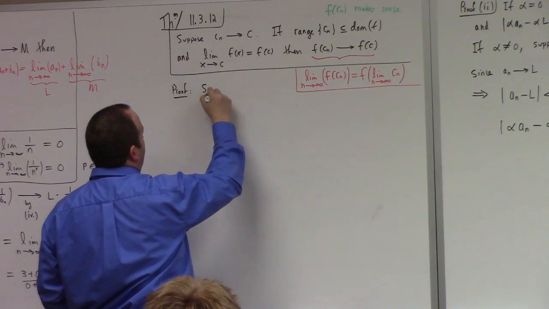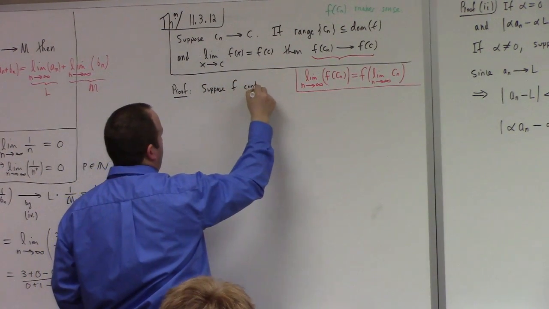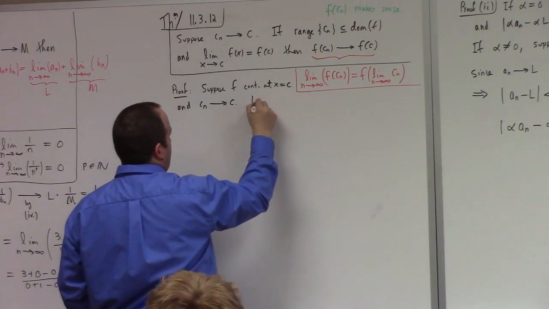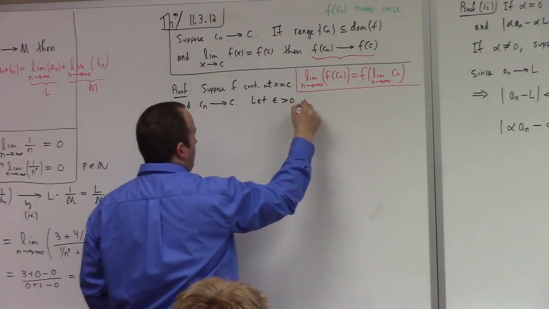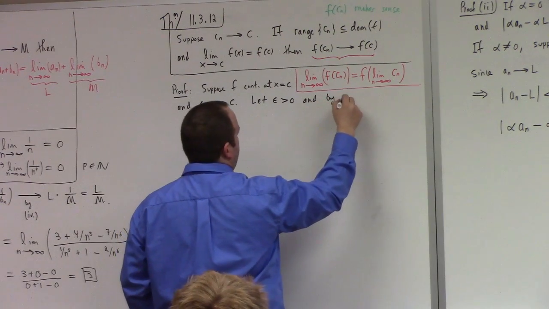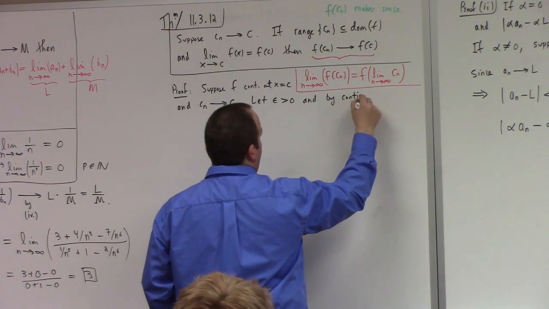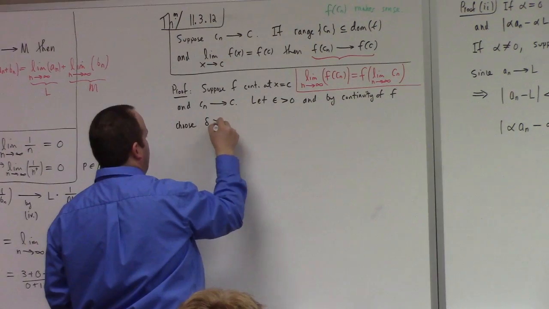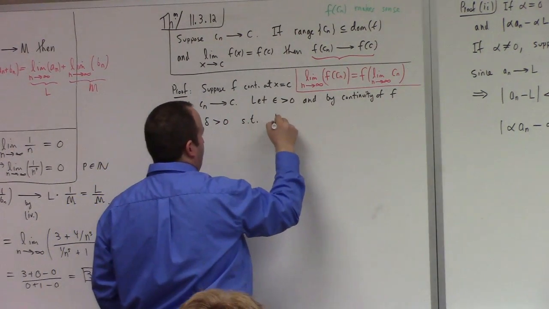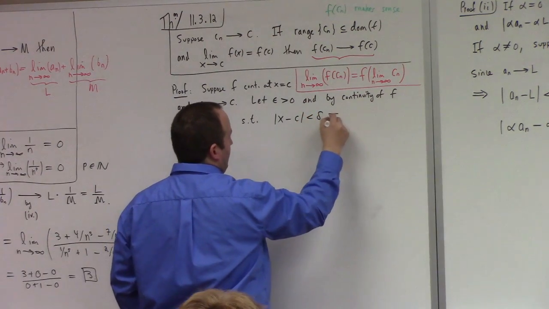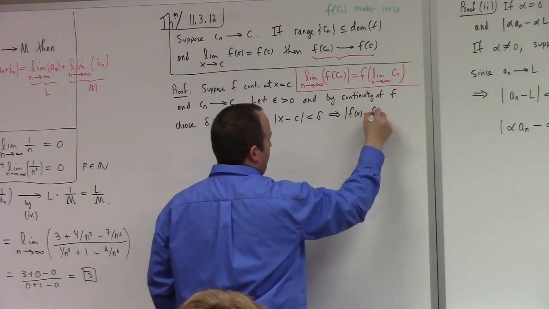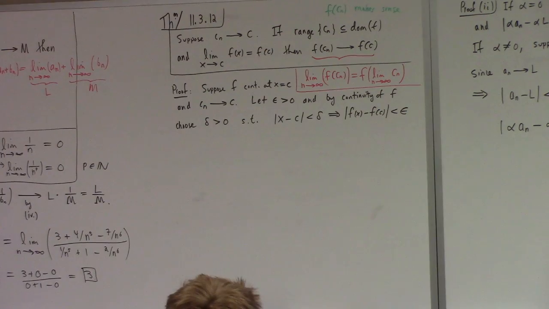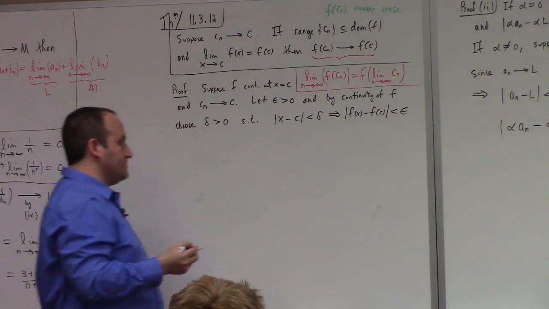So suppose f is continuous at x equals c and Cn goes to c. Let epsilon be greater than 0, and by continuity of f, choose delta greater than 0 such that the absolute value of x minus c less than delta implies that the absolute value of f of x minus f of c is less than epsilon. That is the epsilon-delta definition of the limit from last semester. So there it is.